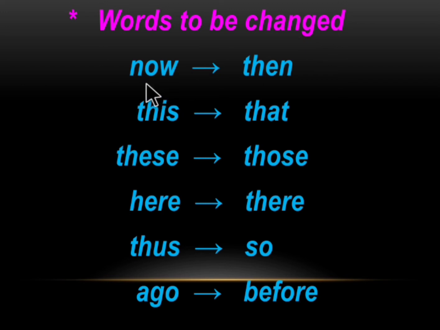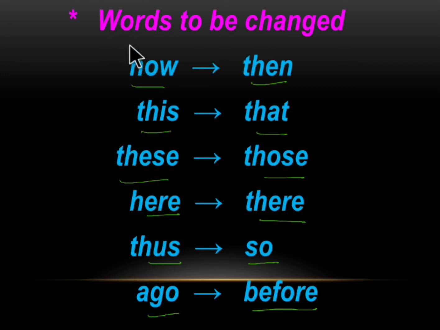That is, in the direct speech, if you get these words, which are on the left side, if it is now, it will change to then. If it is this, it changes to that. If it is these, we change it to those. If it is here, it is changed to there. If it is thus, it is changed to so, and ago is changed to before.